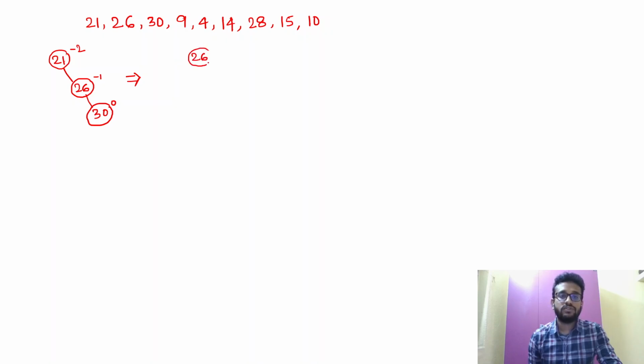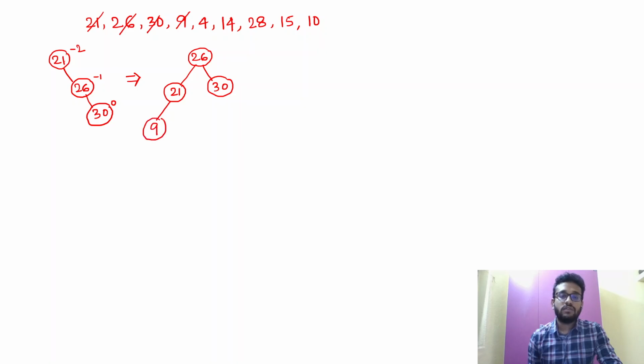26 will go to the root, 30 will go to the right, and 21 will come to the left. Okay, and it is balanced. Now we will try to insert the next value 9. Compare with 26, it will go to the left hand side. Compare with 21, it will go to the left hand side, and it is 9.